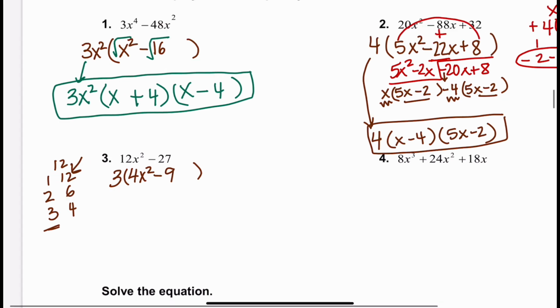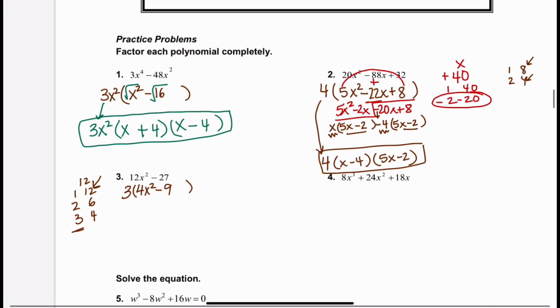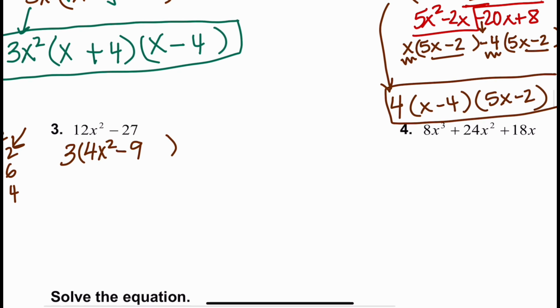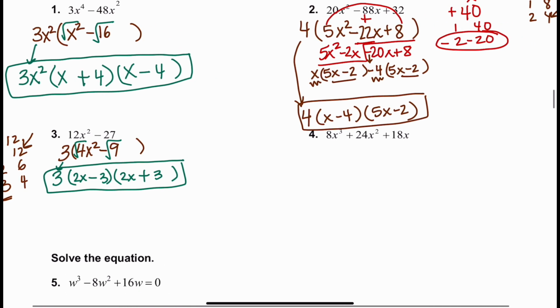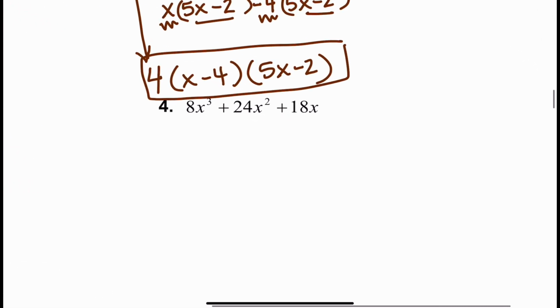Now if it has 2 terms, I'm going to see if this is a difference of 2 squares. So if I take the square root of both of those, will I get a nice number out? Make sure you have the 3. And then the square root of 4x squared is 2x and 2x. The square root of 9 is 3 and 3. 1 minus 1 plus, or 1 plus 1 minus will work. And that's it.